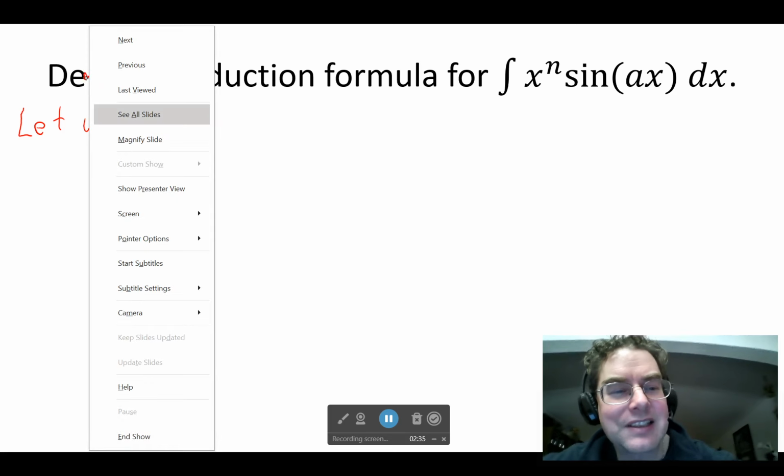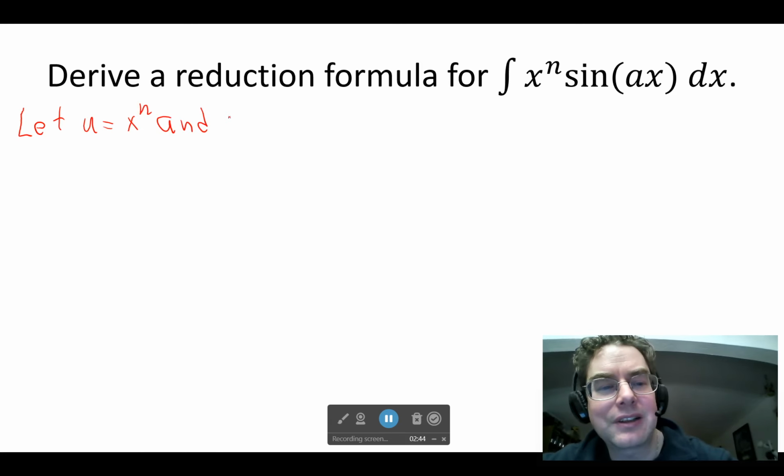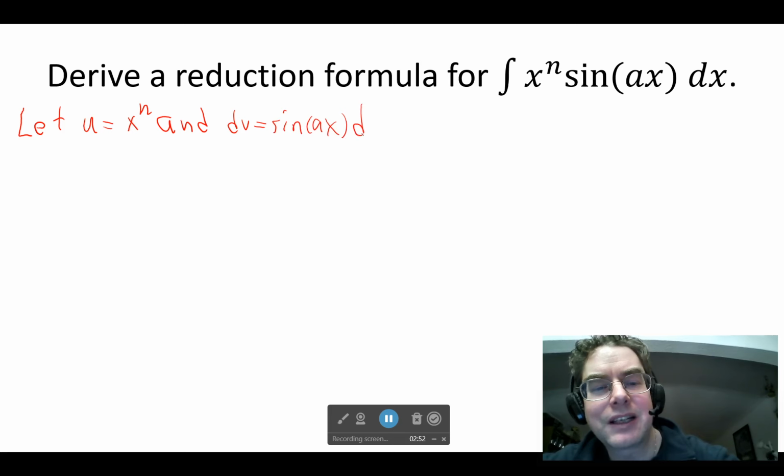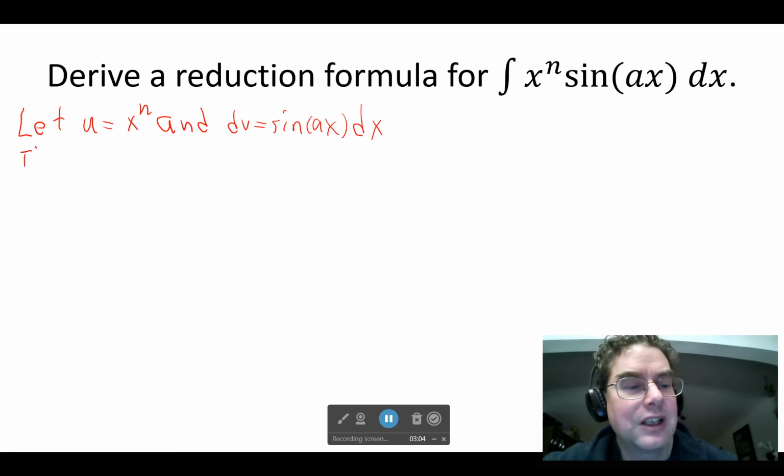And then that means that we also want dv to be the rest of the integrand, so that'll be sine of ax dx. By the way, here, because of the dx, we see that the variable is x. That a that's showing up in there is a parameter, so we consider it as a constant for purposes of integration.